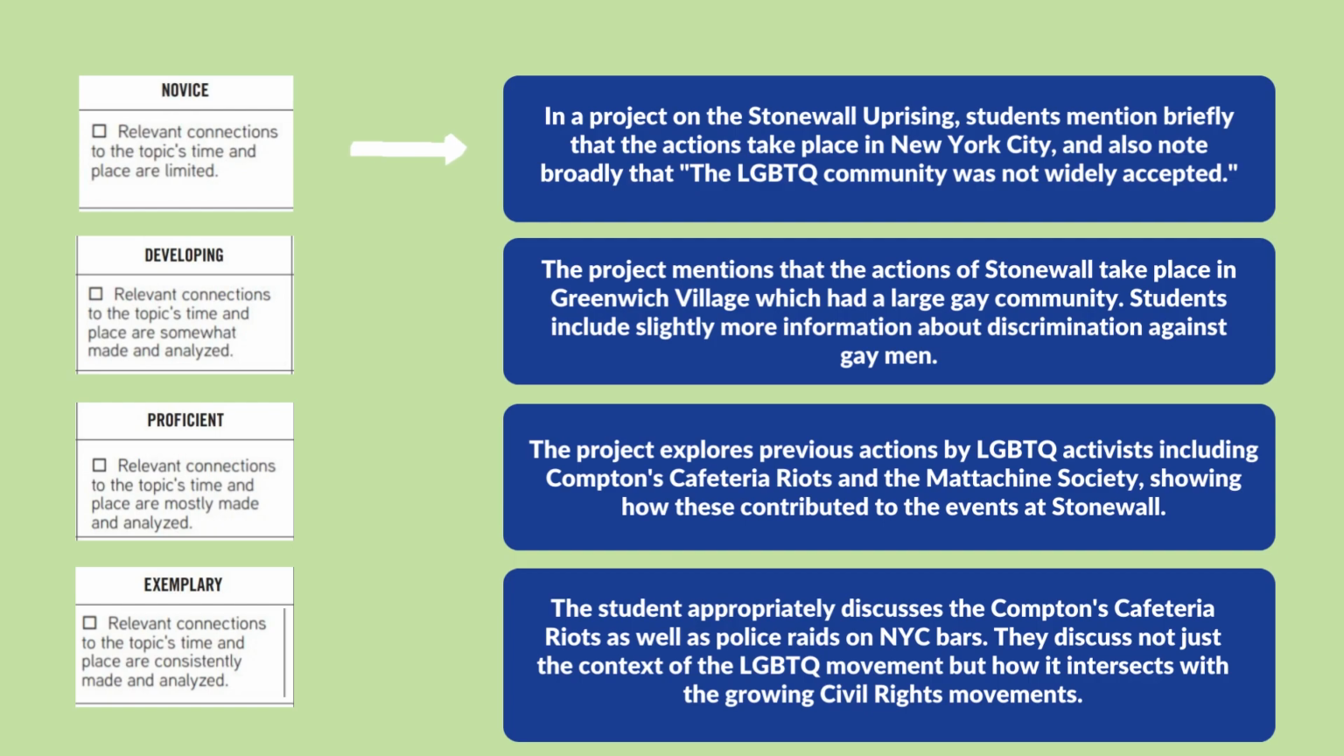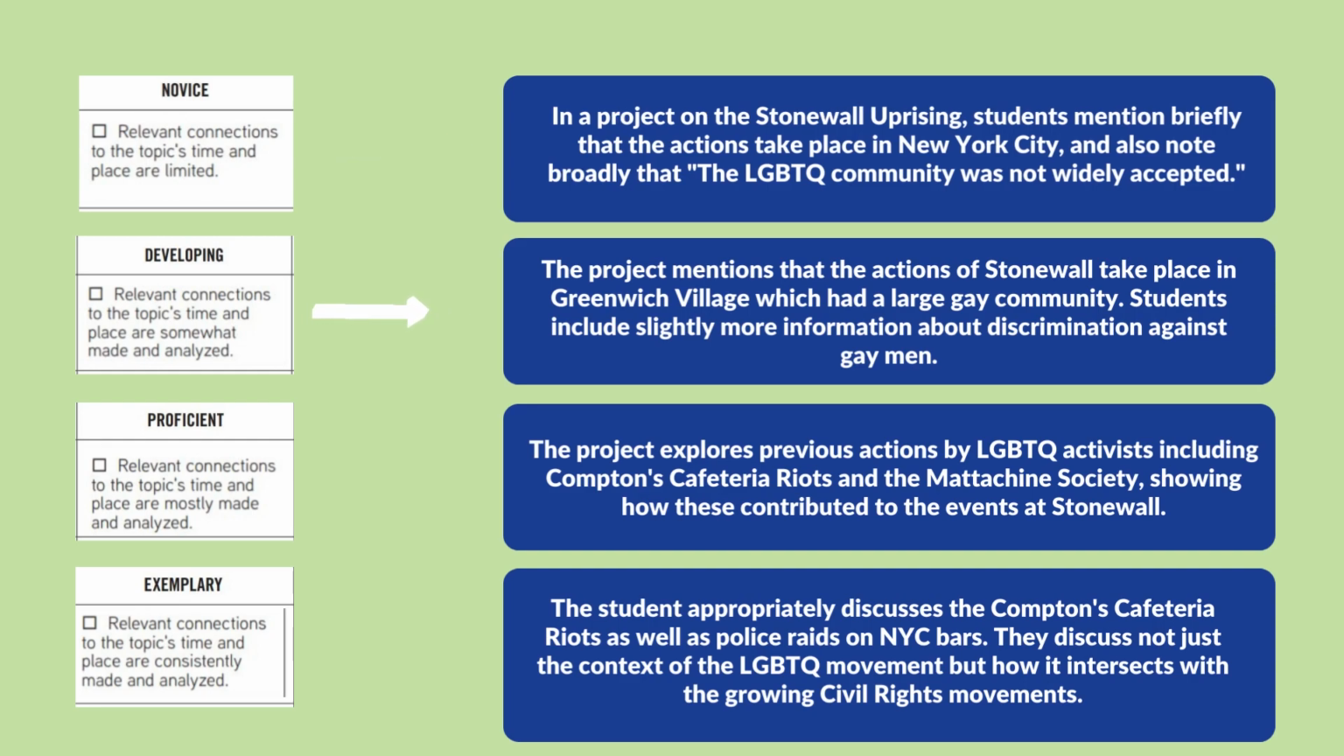Remember the pie analogy. What makes a novice different from developing is a bigger slice of the pie. There's not one element you're looking for, but a combination of more elements. This first example is from a novice level, the smallest piece of the pie. Taking from the example of the student working on the Stonewall Uprising, they may briefly mention that actions take place in New York or might note that the LGBTQ community was not widely accepted. They don't go farther than this in explaining the connections of those two facts to the reader.